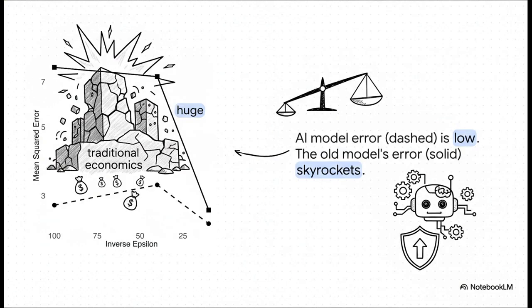That solid line you see, that represents the error rate for the traditional model. On the left side, where price changes are really rare, its error is just huge. It's lost. But that dashed line, that's the AI. Its error rate stays low and stable no matter how little the price changes. In the simulation, the AI was the clear winner, no question.